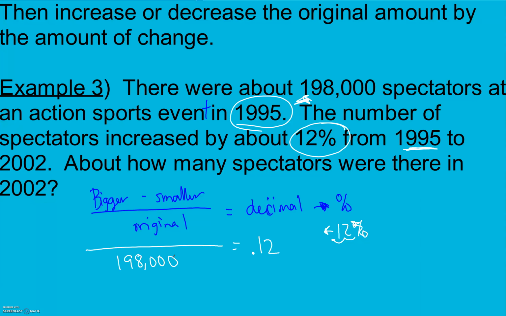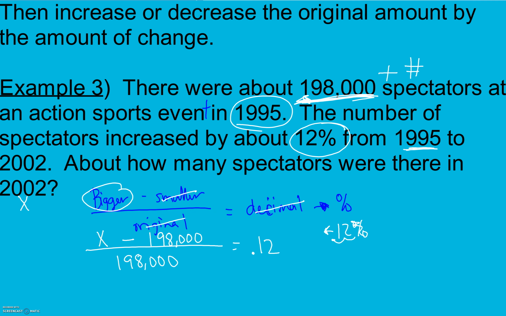It says that that number increased by 12%. So that means that this number is where we start, and then we add on a number. So the second number is going to be our bigger number. That's what we're looking for. Minus our smaller number is going to be the 198,000. And because I've filled in every gap except bigger, that's where my variable goes.